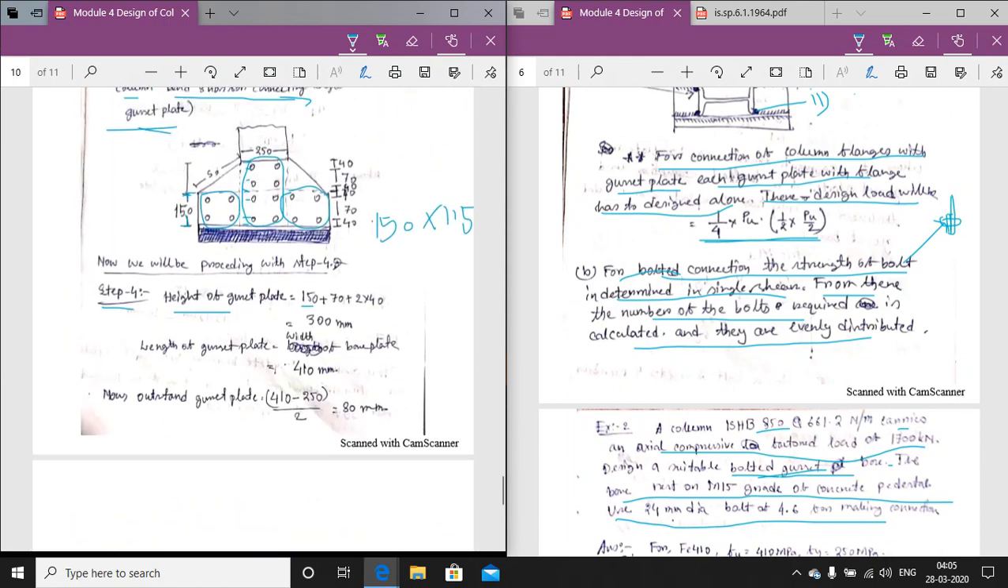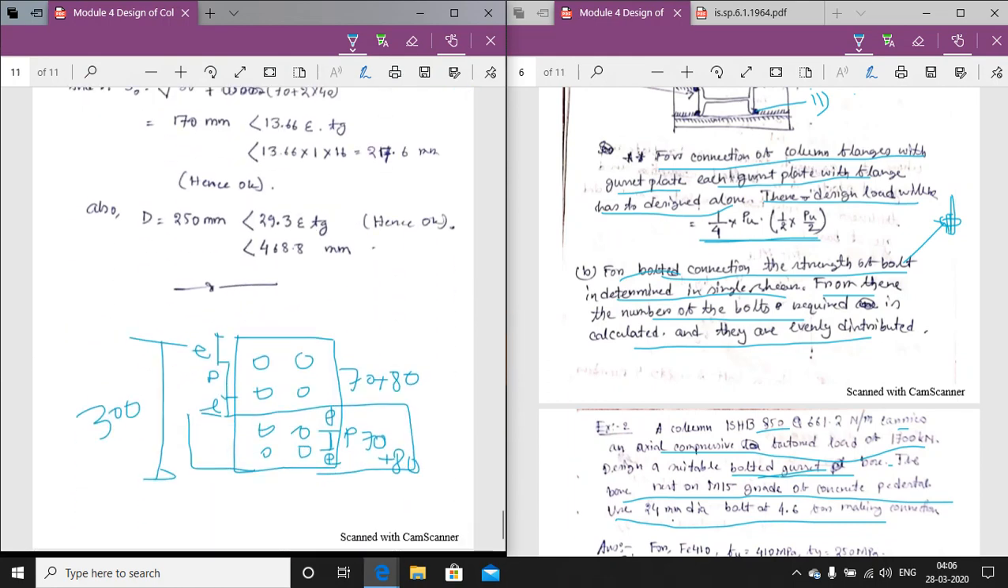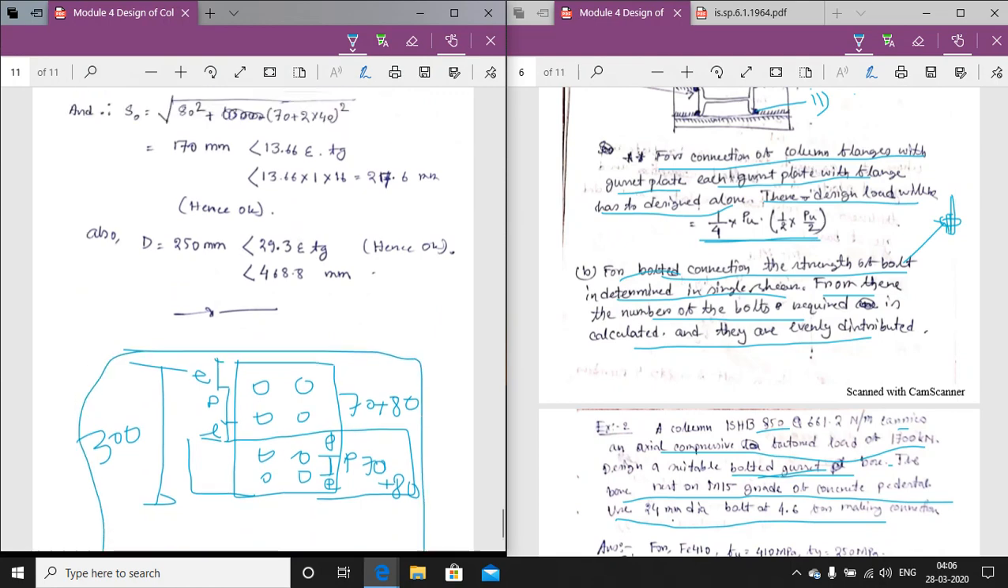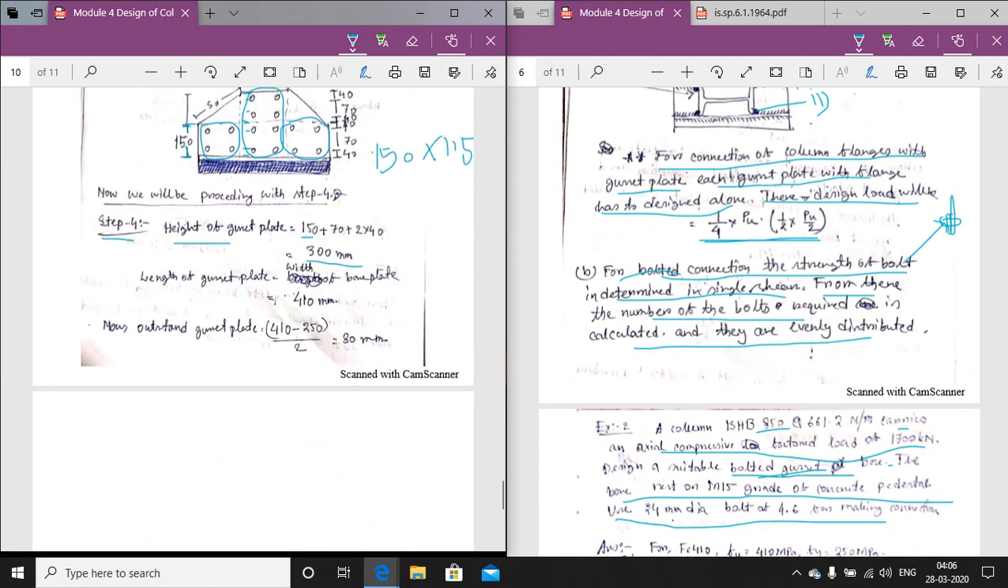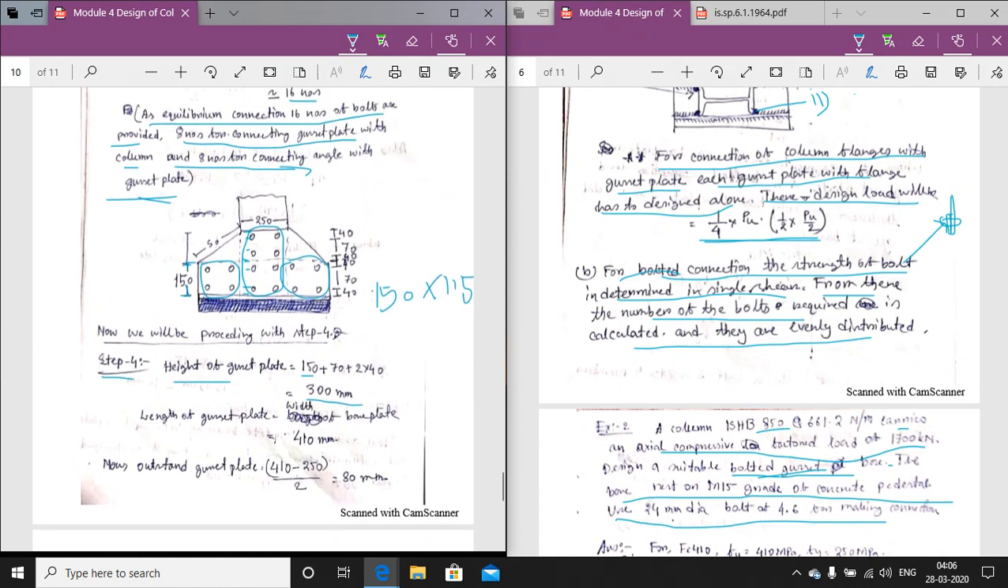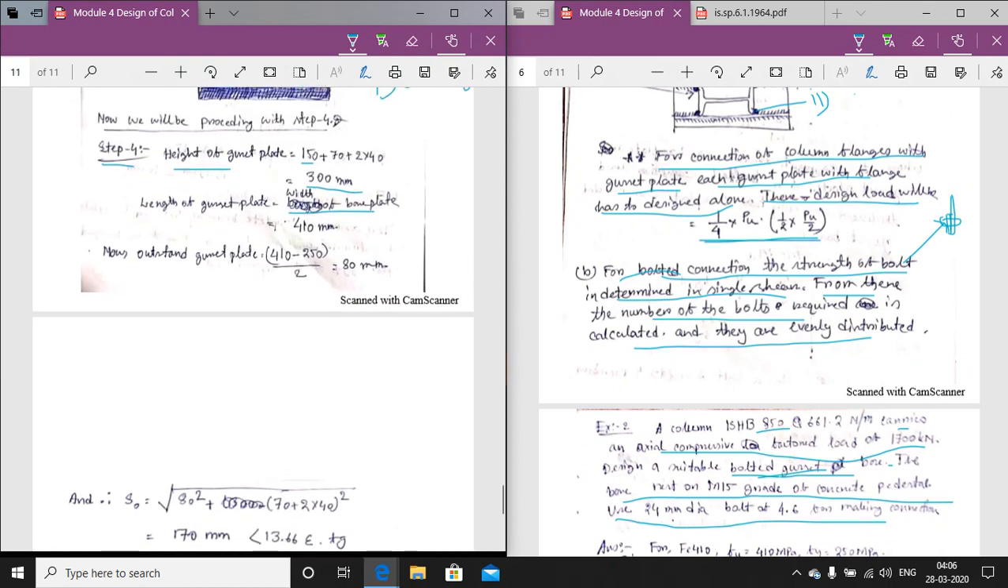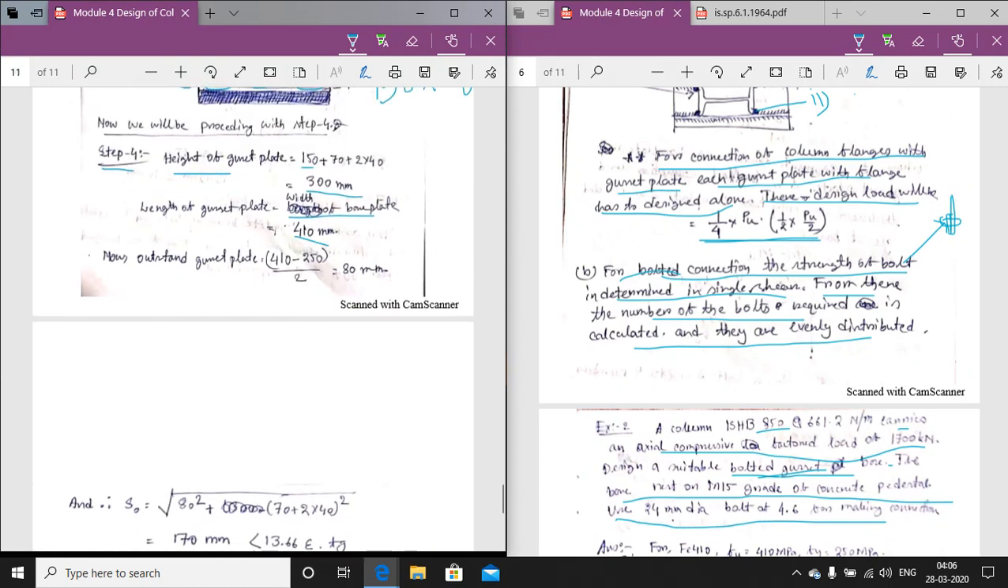Okay, we are getting this value, 300 mm. I have shown how to determine the value of the gusset plate height, 300. Now the length of the gusset plate will be similar to the width of the base plate, because the gusset plate is provided along the base of the column.